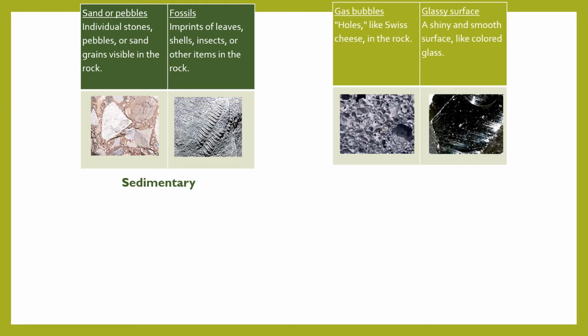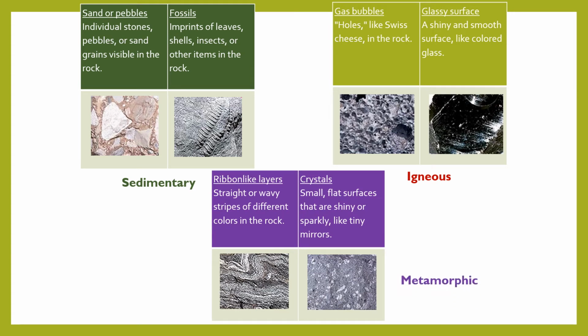Similarly, for the igneous rocks, if you can see gas bubbles, holes like Swiss cheese in the rock, or glossy surfaces, shiny or smooth, you can tell these are igneous rocks by looking with your eyes. Also for the metamorphic rocks, if you see ribbon-like layers or crystals that are small or flattened, shiny, tiny mirrors, you can tell these minerals underwent heat and pressure. We call them metamorphic rocks.